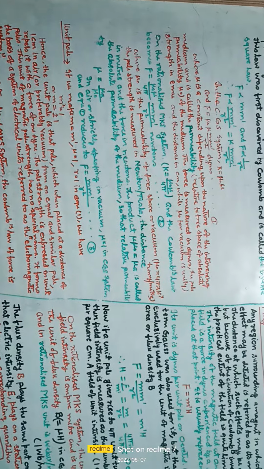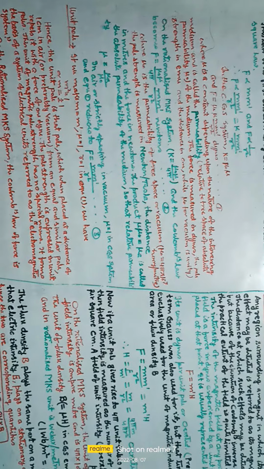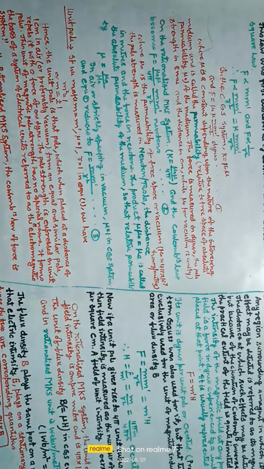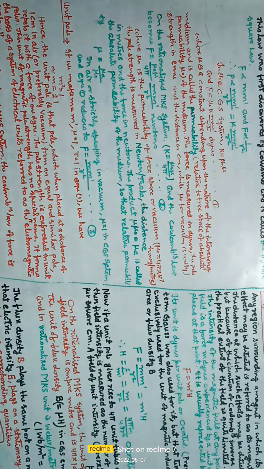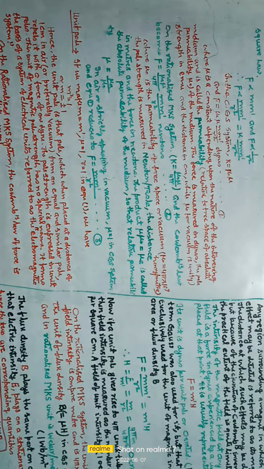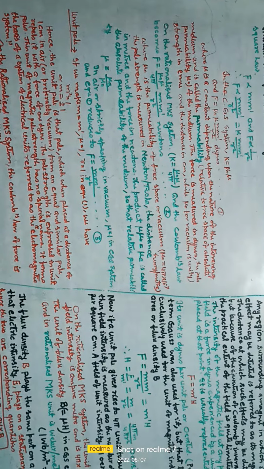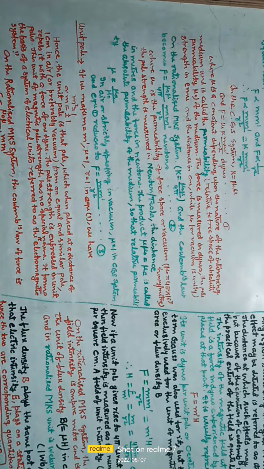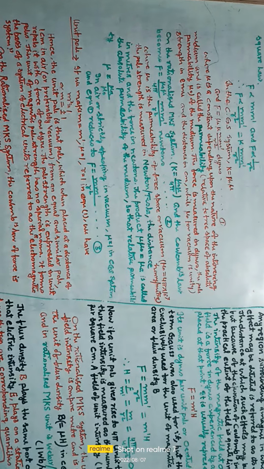The unit of magnetic pole strength has no special name. It forms the basis of a system of electrical units referred to as the electromagnetic system. On the rationalized MK system, the Coulomb law of force is F equals mu naught mu by 4 pi into mm dash by r square.